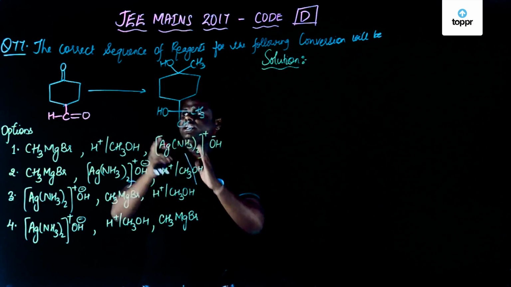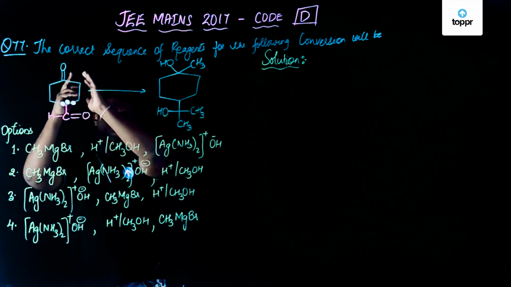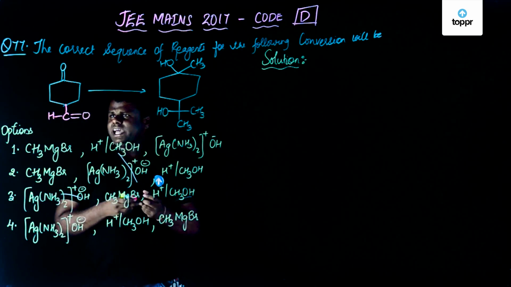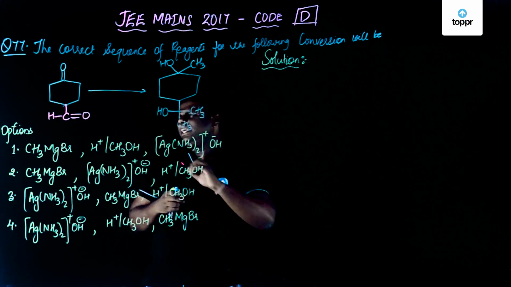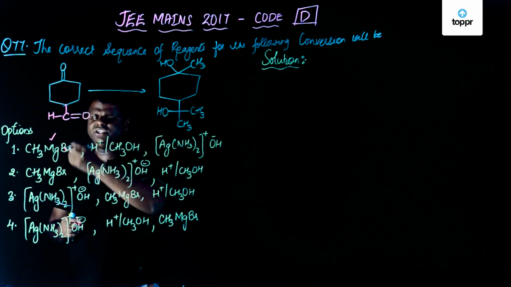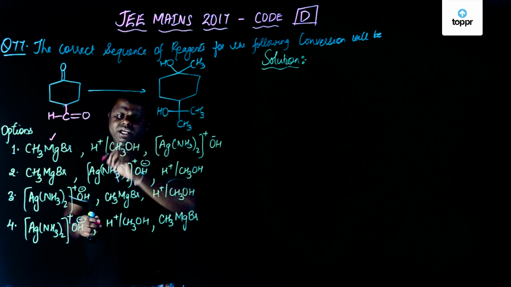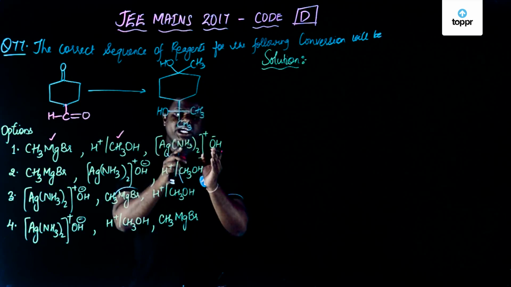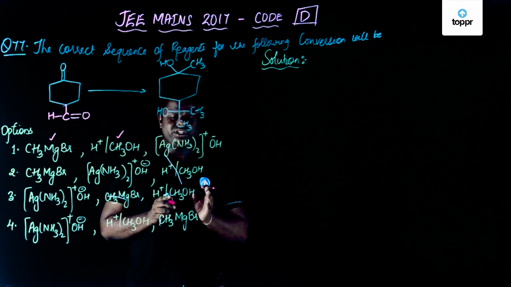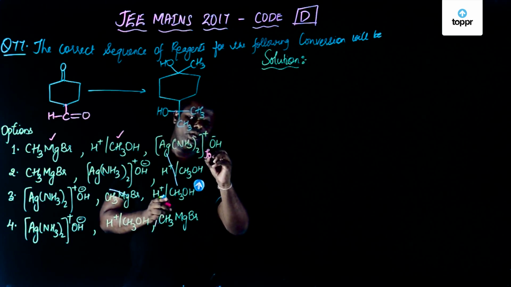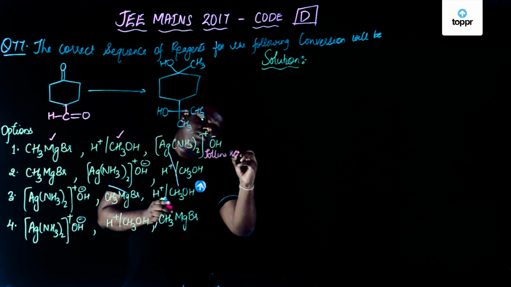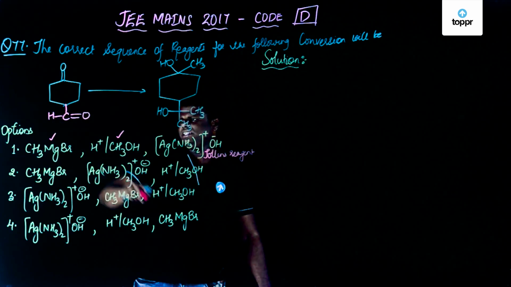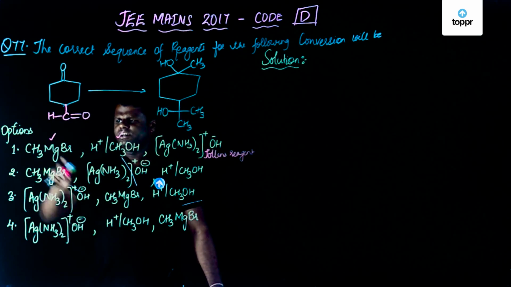Now you might know that Grignard reagents react both with the aldehydic group as well as the ketonic group, right? So what exactly would happen? Let's have a look. Let's see our first option, which is Grignard reagent, then H plus in presence of CH3OH, and then ammoniacal silver nitrate solution. This is what you call Tollens reagent. Okay, so what exactly would happen? Now just see what would happen if you use the first option.